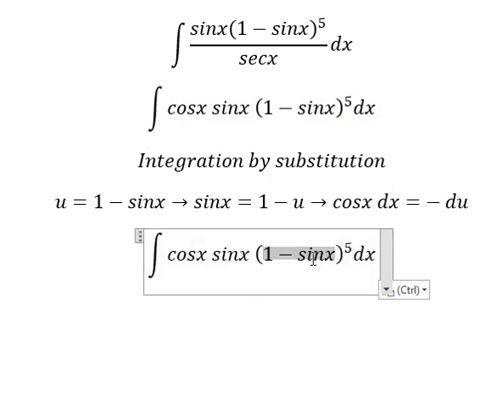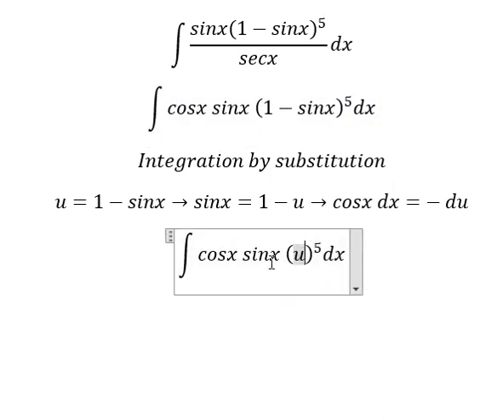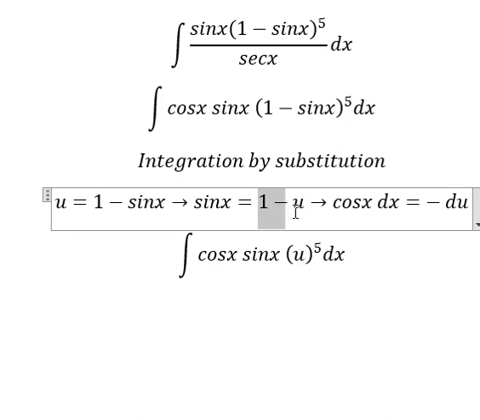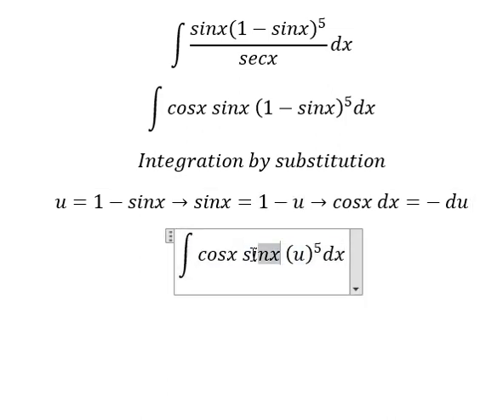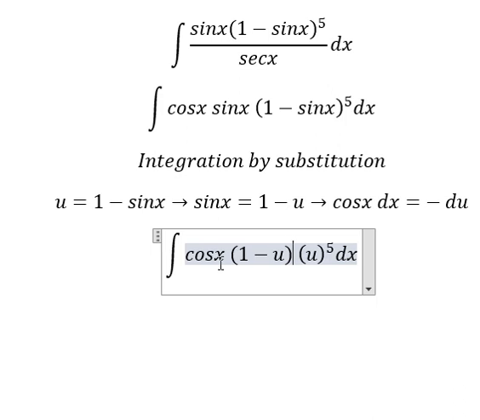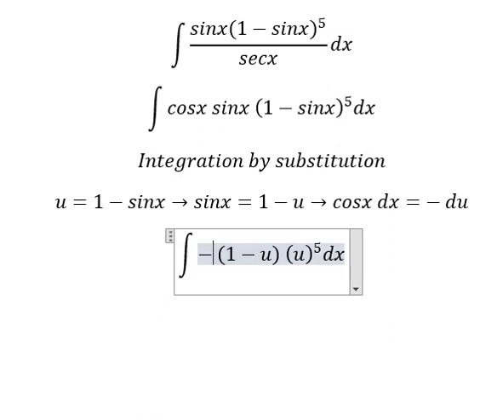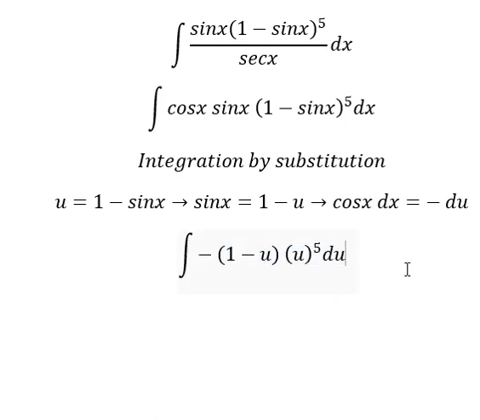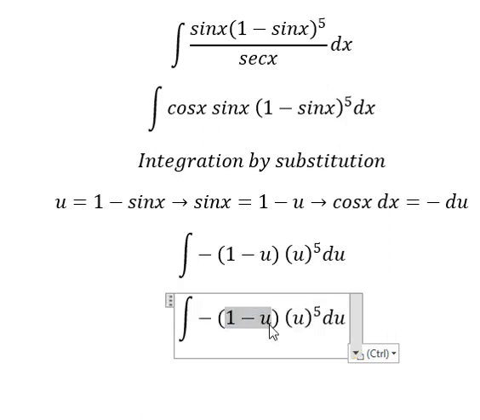So this one we change for u. Sin x that is about 1 minus u. Cosine x dx we change for negative du. So negative will change the sign of this one.